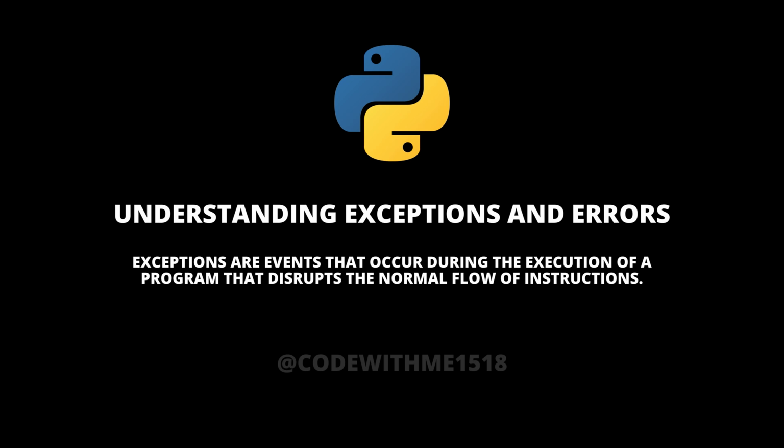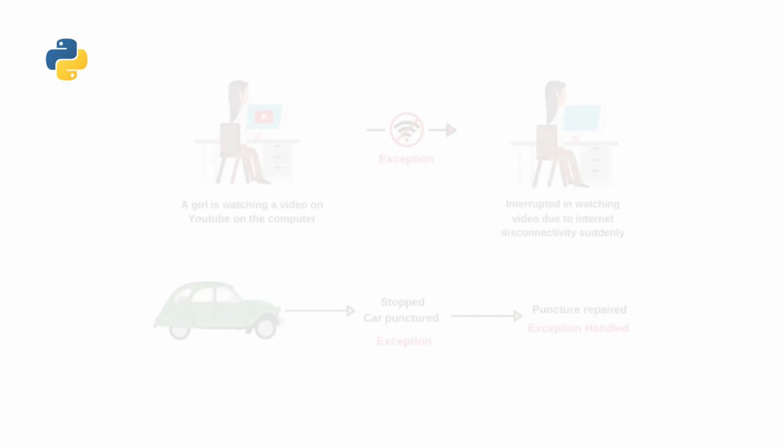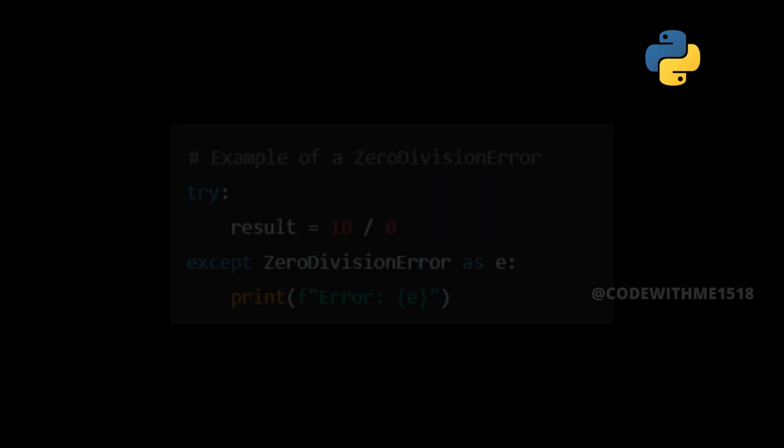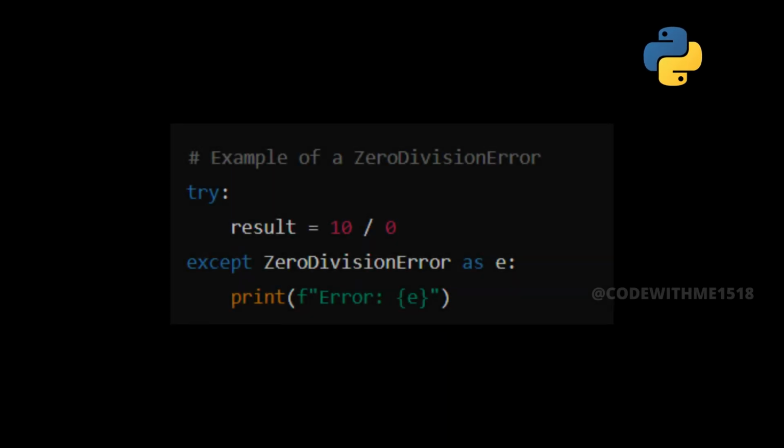Let's start with the basics, understanding what exceptions and errors are in Python. Exceptions are events that occur during the execution of a program that disrupt the normal flow of instructions. Here's an example of an exception. In this example, we attempt to divide 10 by 0, which raises a ZeroDivisionError. We use a try block to wrap around the code that might raise an exception, and an except block to handle specific exceptions gracefully.